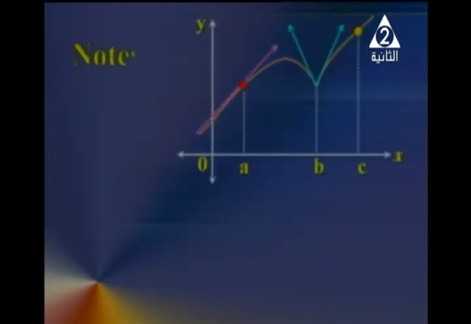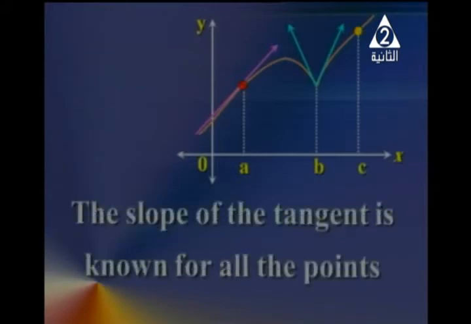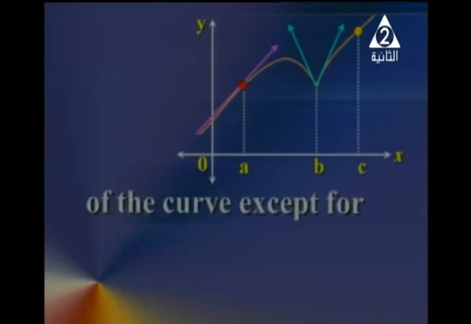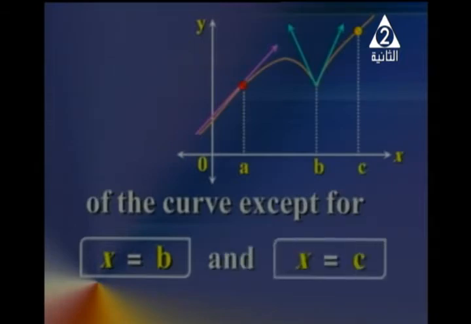Dear student, look at the opposite figure, we have two coordinate axes ox, oy. The slope of the tangent is known for all the points. We have points on the curve except for x equals b and x equals c. Dear student, look at the tangent of the curve at the point A. This point A belongs to the curve, but when x equals b, x equals c, the tangent is not known, except for x equals b and x equals c.